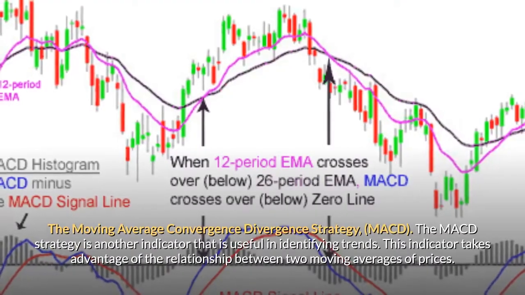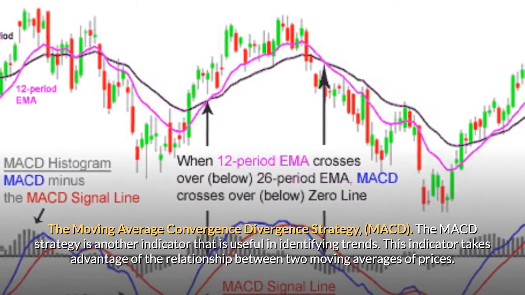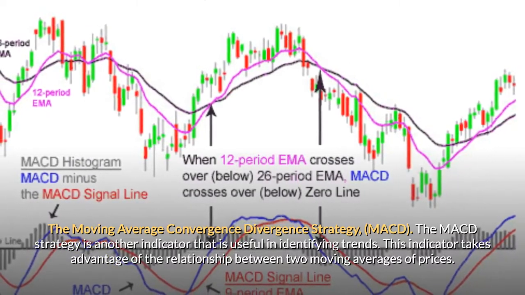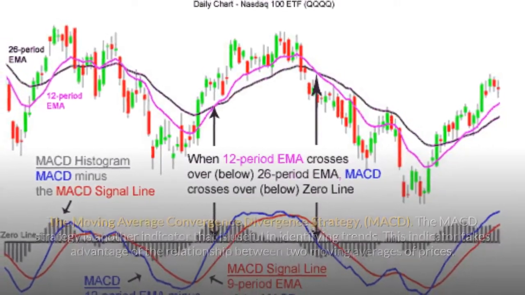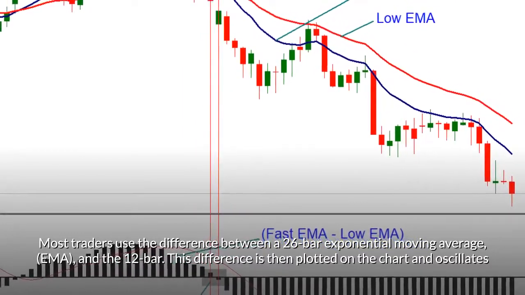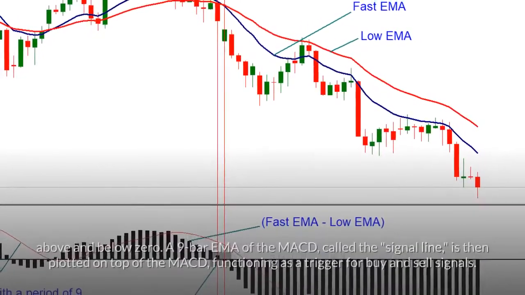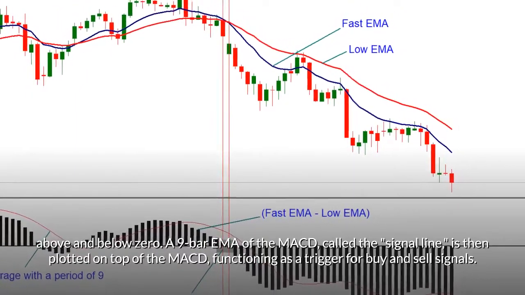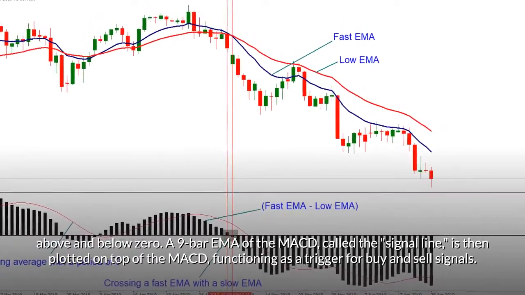The moving average convergence divergence strategy, MACD. The MACD strategy is another indicator that is useful in identifying trends. This indicator takes advantage of the relationship between two moving averages of prices. Most traders use the difference between a 26-bar exponential moving average, EMA, and the 12-bar. This difference is then plotted on the chart and oscillates above and below zero. A 9-bar EMA of the MACD, called the signal line, is then plotted on top of the MACD, functioning as a trigger for buy and sell signals.